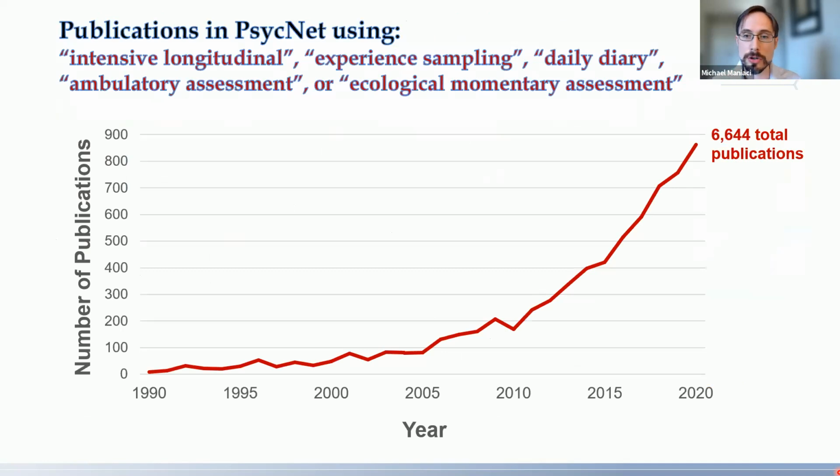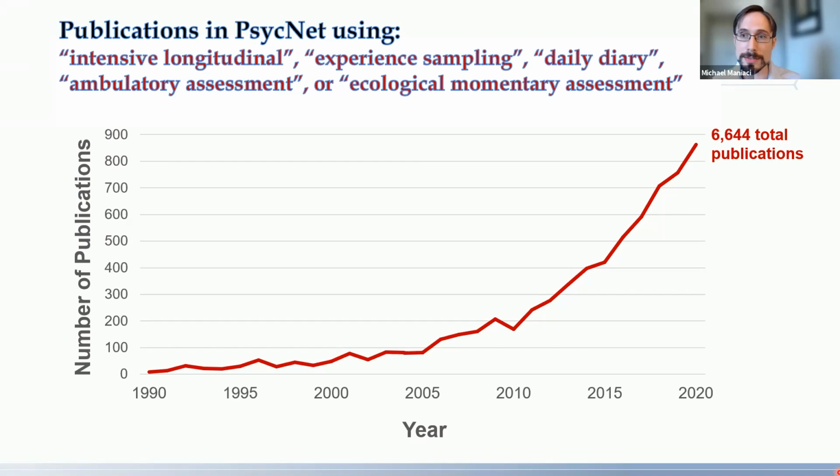This figure shows the number of publications each year in PsycNet, which includes thousands of journals and books and so on, using a few different terms that represent different types of intensive longitudinal designs: experience sampling, ecological momentary assessment, and so on. And many of these terms date back to the 1970s, and these methods have been used for decades. But over the last decade, we've seen an explosion of growth. I mean, exponential growth in the use of these types of methods across various areas of the behavioral sciences.